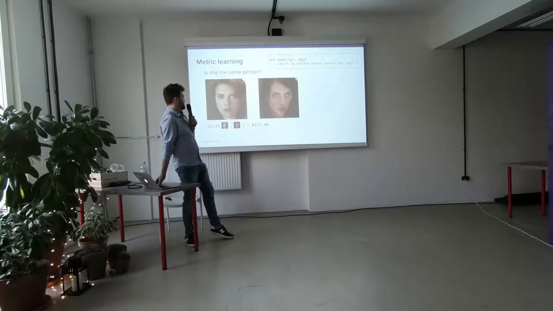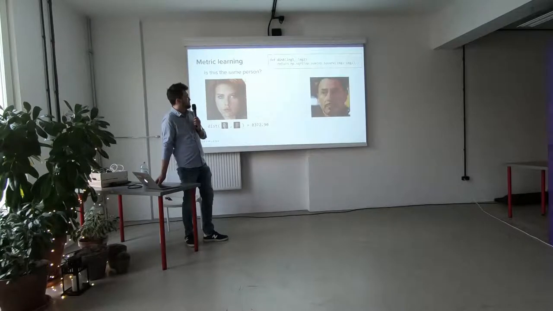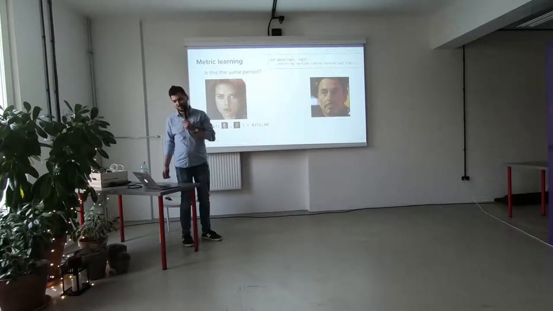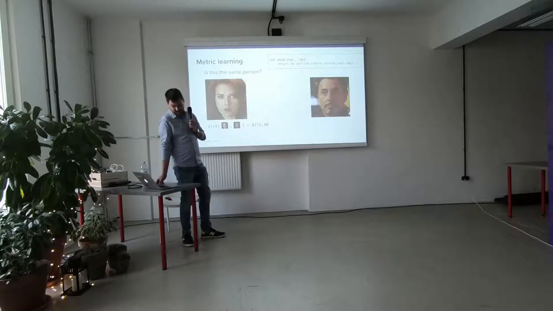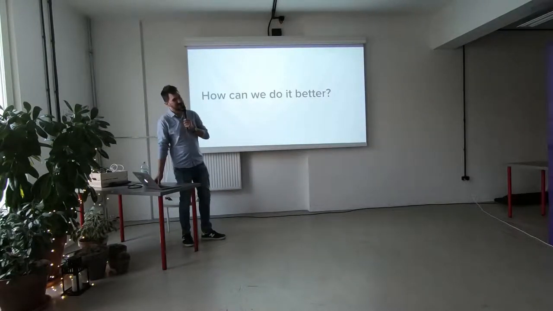We get some value, some distance. We don't know what it really means, but let's see if these two pictures also represent the same person. Let's apply the same approach, and the distance here is actually smaller. So it would appear that Iron Man and Black Widow are the same people, but not these two pictures. It's not very smart, it's not very good. So how can we do it better?